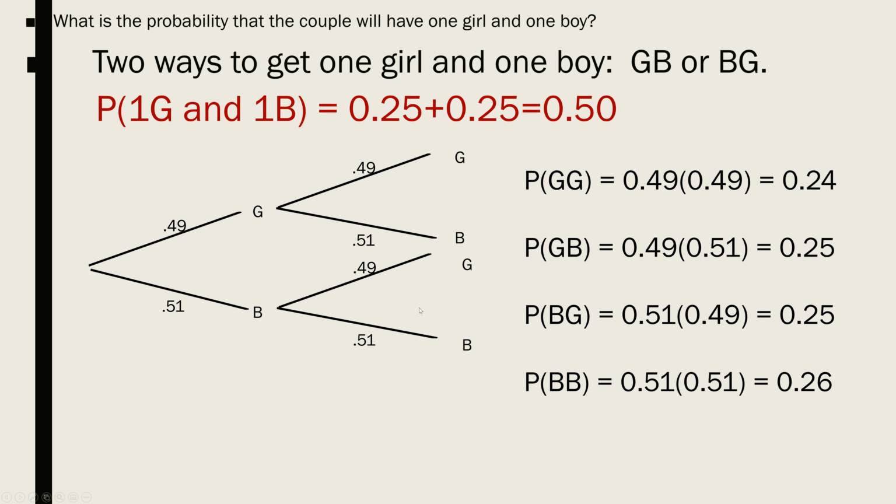What is the probability that the couple will have one girl and one boy? There are actually two ways to get one girl and one boy. The first child being a girl and the second child being a boy. Or the first child being a boy and the second child being a girl. So the probability of one boy and one girl should be the summation of this probability and this probability.